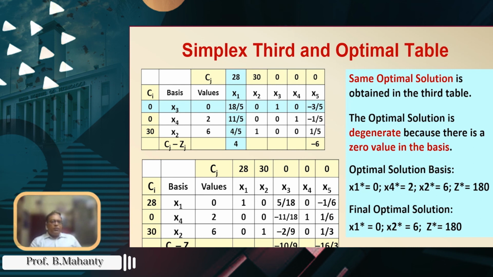And again, when we compute, the final table actually looks like this. That is x1 equal to 0, x4 equal to 2, and x2 equal to 6. Right? This is a degenerate table because one of the variables in the basis, x1, is at 0 value. So the same optimal solution is obtained in the third table. The optimal solution is degenerate because there is a 0 value in the basis, and the optimum solution is x1 equal to 0, x4 equal to 2, and x2 equal to 6, and z equal to 180. And then the final optimal solution can be worked out.